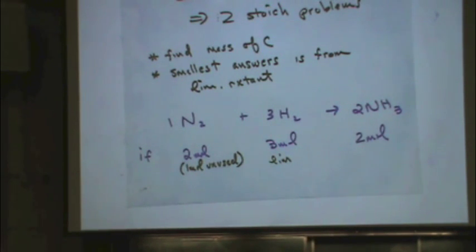Now if I had a total of 6 moles of H2, I can form more ammonia. I can form 4 moles. I only have 3 moles, so it's limiting the amount of ammonia I can form. So this is a simple one you can do in your head.